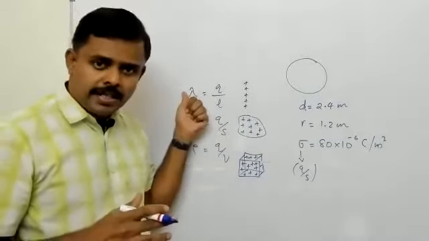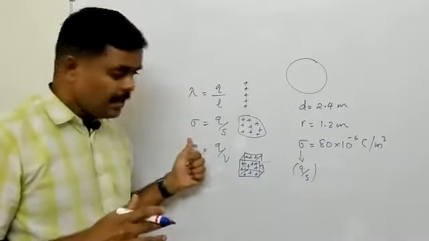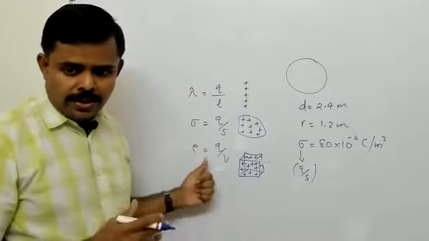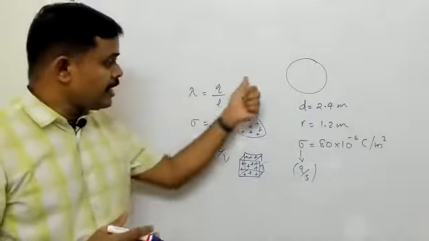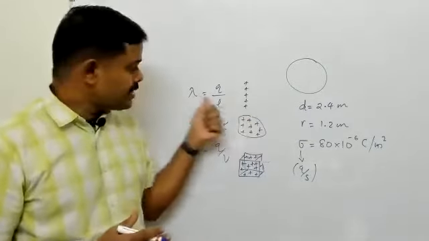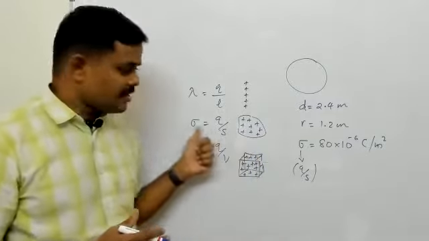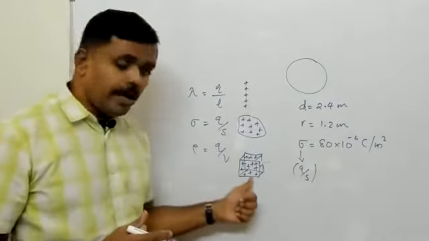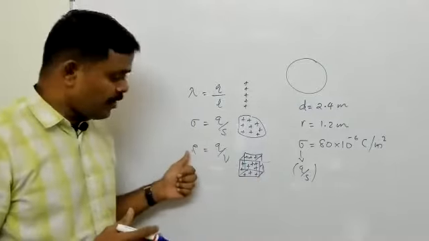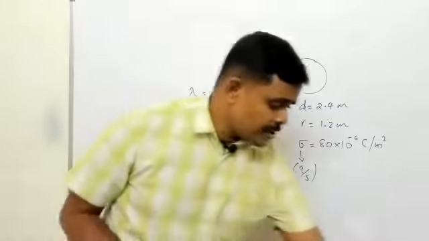So this is linear charge density, this is surface charge density, and this is volume charge density. In case you don't know, you can write this down. Linear charge distribution gives linear charge density, surface charge distribution gives surface charge density, and volume charge distribution gives volume charge density. Hope you understood this.